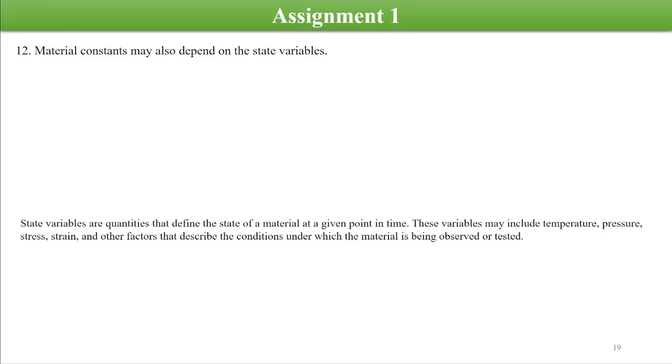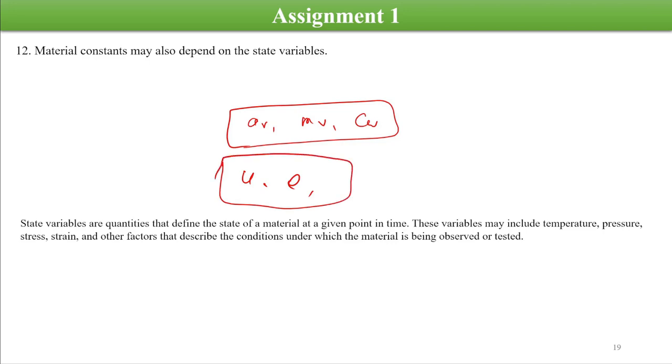Right. The next question is that material constants may also depend on state variables. Basically, the material constants in the consolidation equation are av, mv, and cv, which depend on the material and are constant. And the state variables are pore water pressure and void ratio, which define the state of the material.